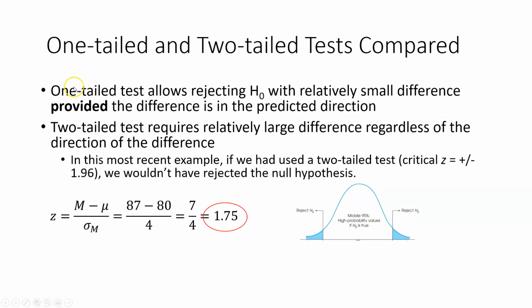Now here's the thing about one-tailed tests. They allow us to reject the null hypothesis with relatively small differences, as long as the difference is in the predicted direction. So if we think there's going to be an increase, and there is an increase, it doesn't actually have to be that big of an increase in order for us to say the treatment worked. A two-tailed test requires relatively larger differences, regardless of the direction of the difference.